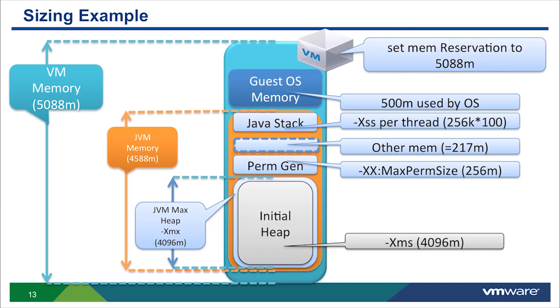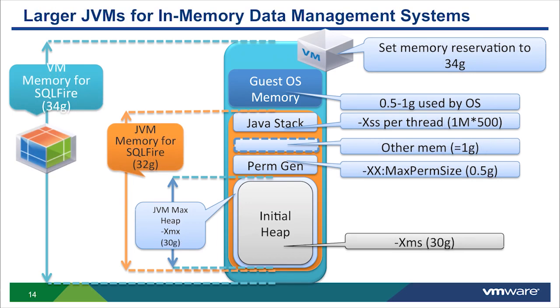Again, these relative ratios stay roughly the same whether it's a larger JVM and VM or a smaller one. And I'll show you other examples of larger JVMs. Here's one. For example, if we're talking about category 2 type in-memory databases, typically the JVMs are large. Here I'm modeling a 30 gig example.